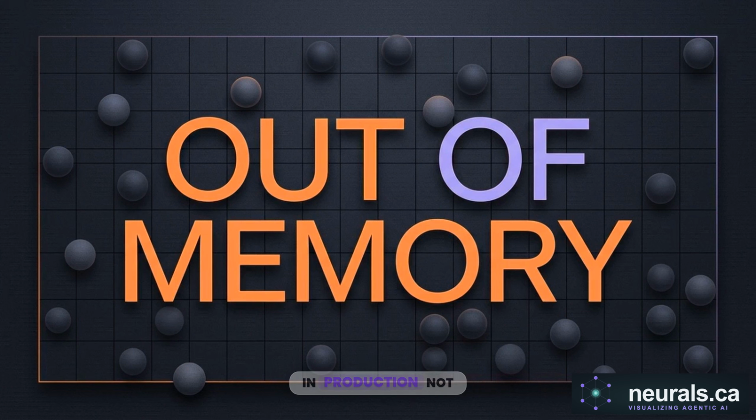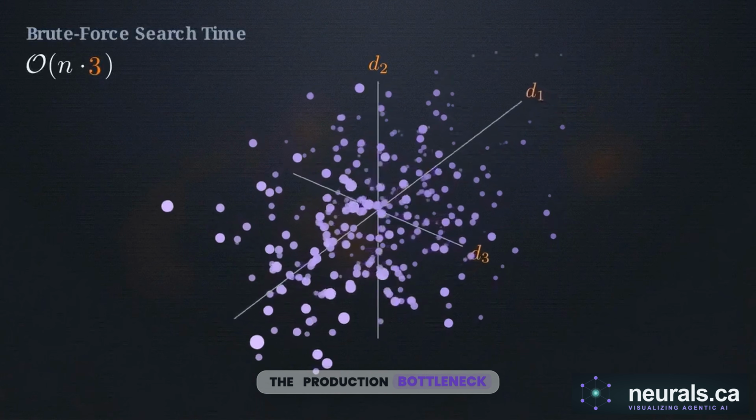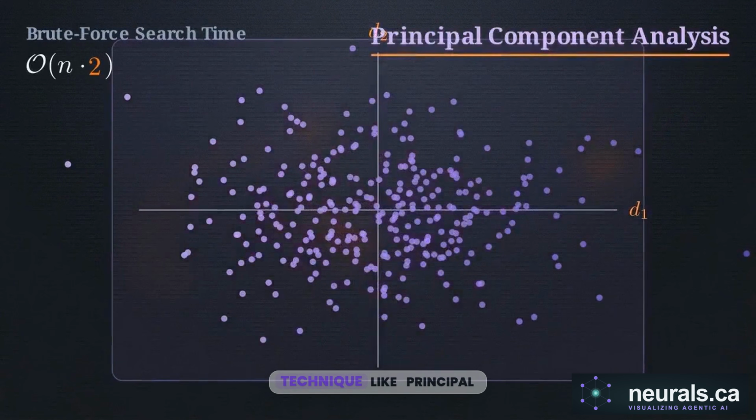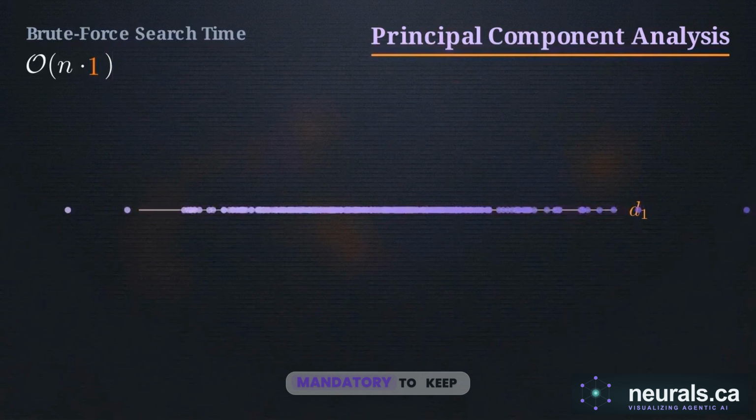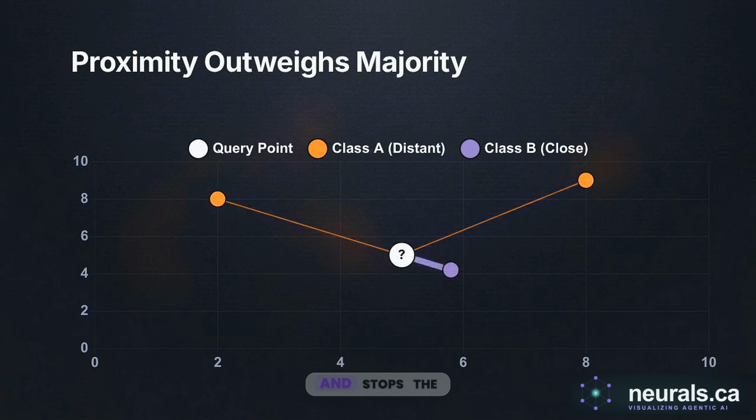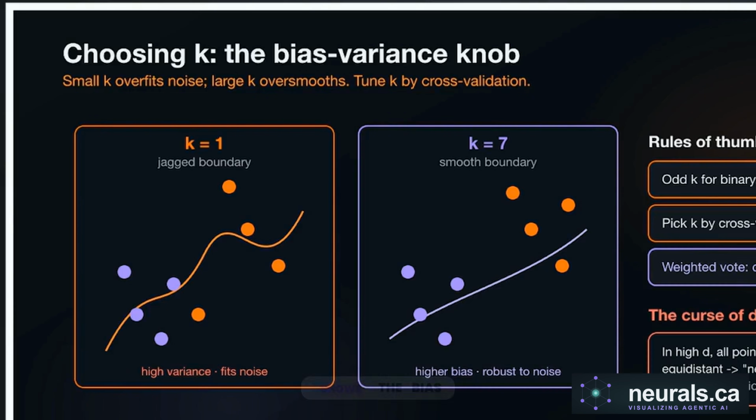The algorithm fails in production, not because of flawed underlying math, but because it collides with physical hardware limits and unscaled dimensions. To force this algorithm through the production bottleneck, engineers must shrink the data. Running a dimensionality reduction technique like principal component analysis is mandatory to keep the math functioning. They also adjust the voting rules. By applying inverse distance weighting, the closest neighbors get a heavier vote, which prevents ties and stops the model from washing out local details. This side-by-side comparison diagram shows the bias-variance trade-off when tuning the k parameter.